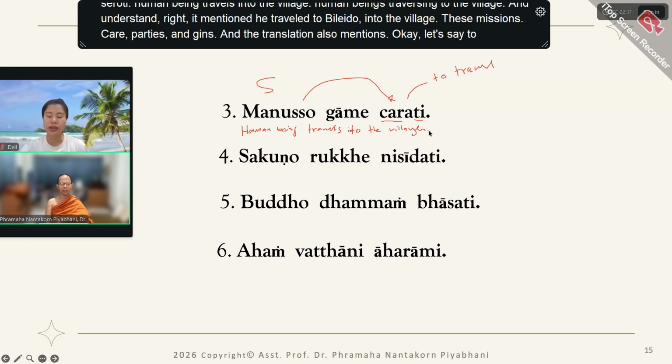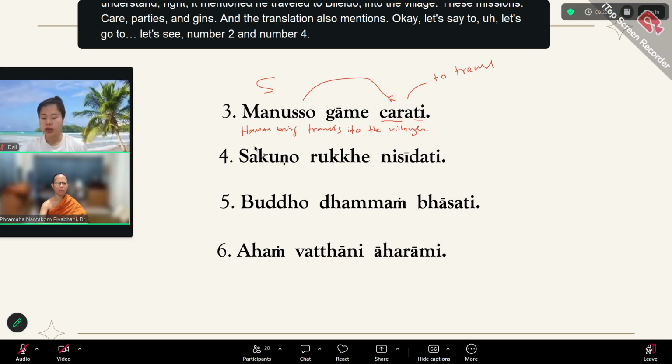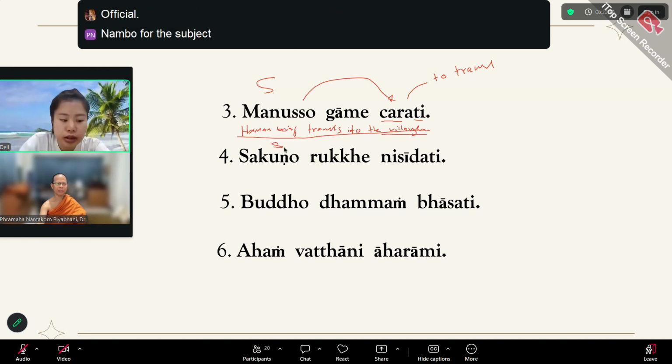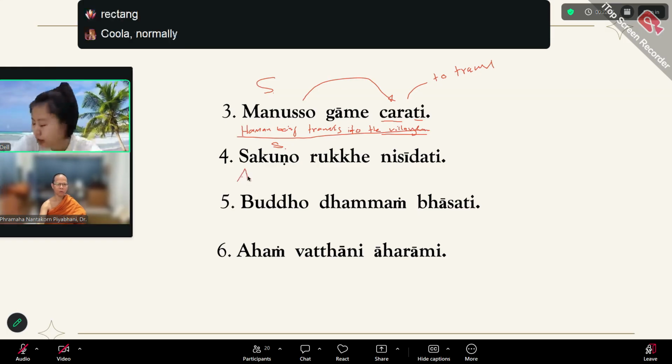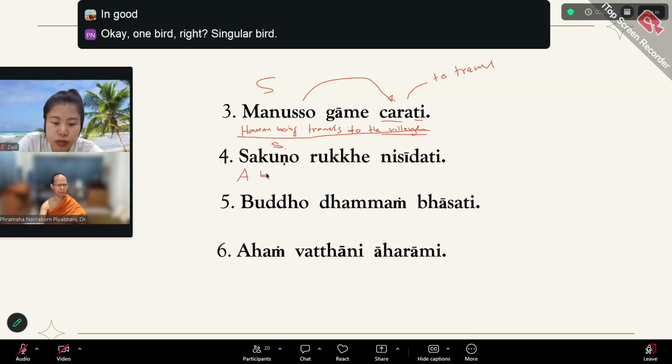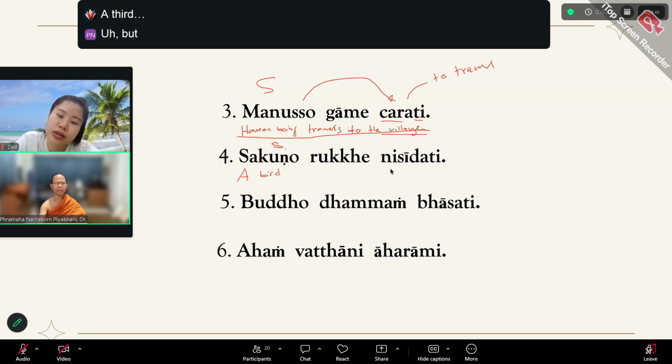Okay, let's see number 4. Number 4, the subject is bird. Singular or plural? This one you should know. Singular. Okay, one bird, right? Singular. A bird.